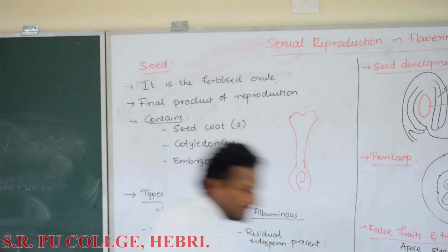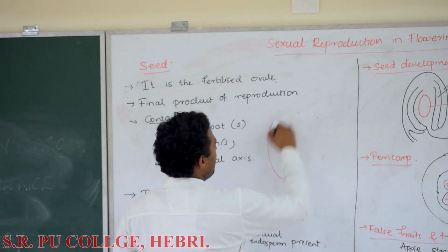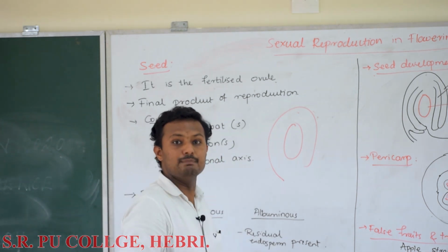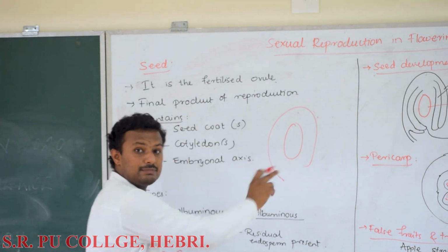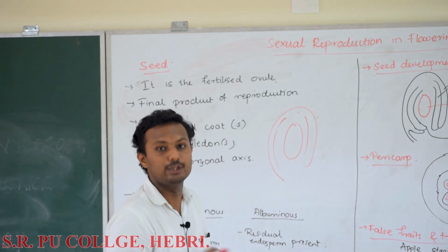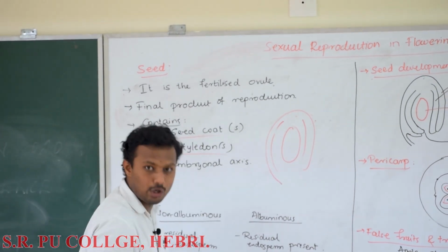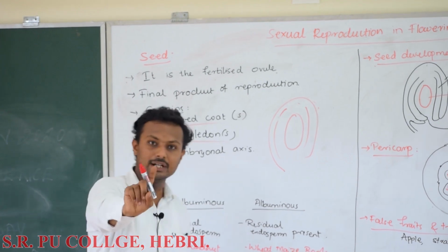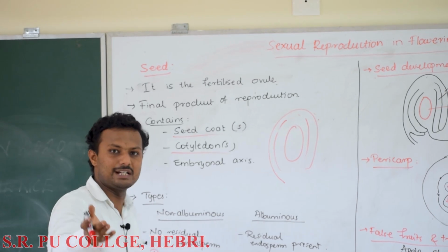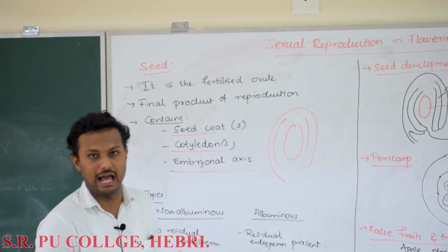When the ovule gets mature, the central part of the ovule, which is actually the embryo sac, will become the actual seed and the integuments will become the seed coats. So here there are the seed coats, the cotyledons, so it may be one cotyledon or more than one cotyledon, depending upon whether it is a dicot or monocot plant, and then there will be an embryonal axis.